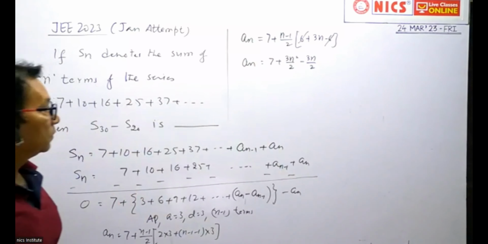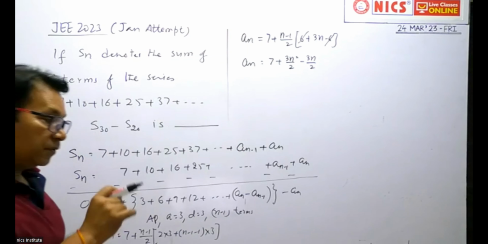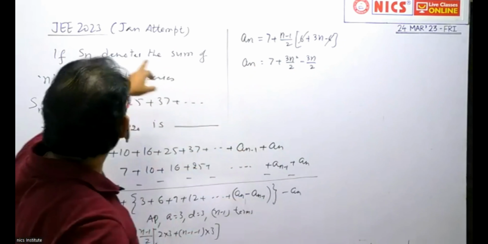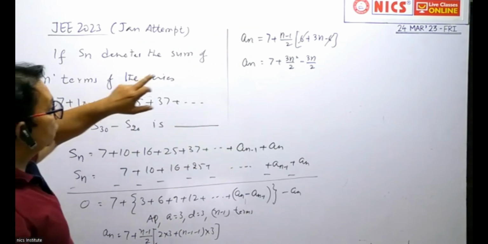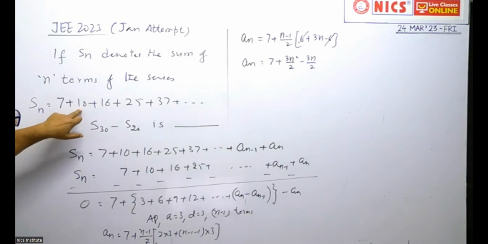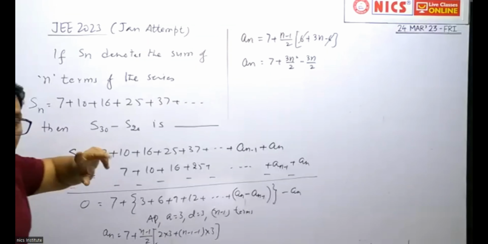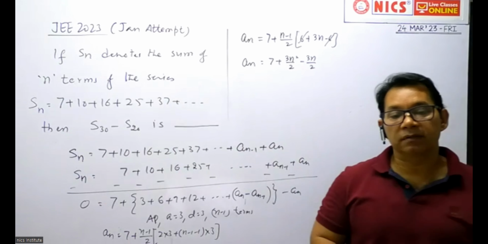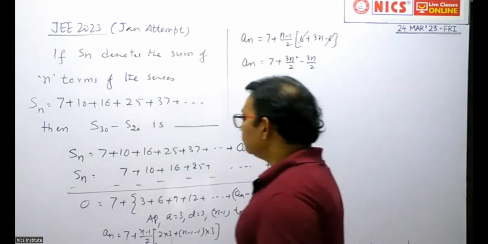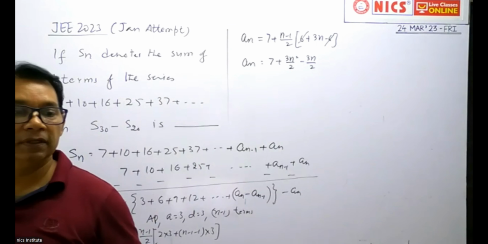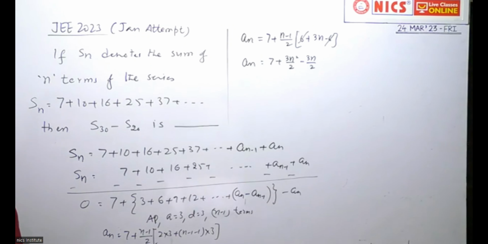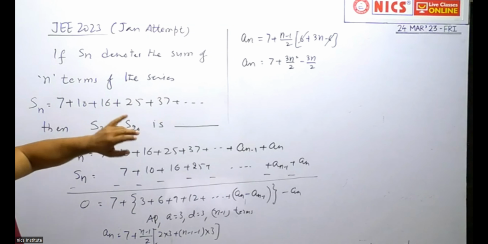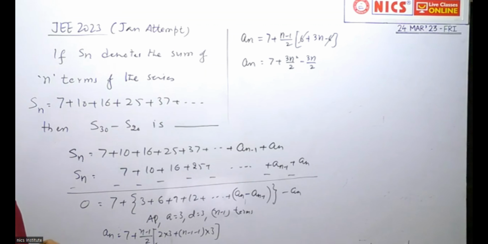This is the nth term, which you can verify by substituting 1. If you substitute 1, you should get the first term, 7. If you substitute 2, you should get 10. If you substitute 3, you should get 16. You can verify whether our formula for the nth term is correct or not. If you substitute n equal to 1, you get 7. If you substitute n equal to 2, you should get 10. 7 plus 6, 13 minus 3, 10. Yes. So this is correct.